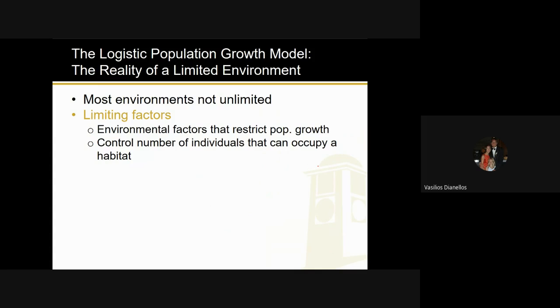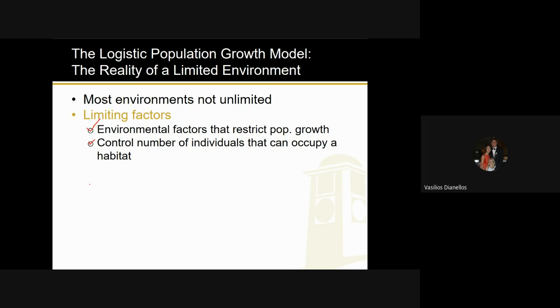All right. So like we said, with the last one we were talking about, the exponential growth model, that happens when there is basically an environment with unlimited resources. But as you might imagine, that is not a very realistic situation, right? Most environments are not unlimited. And that brings us to a term called limiting factors. And you know what these are. Limiting factors are environmental factors that restrict a population's growth and therefore control the number of individuals that can occupy a habitat.